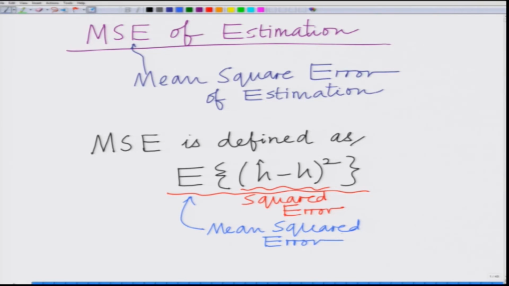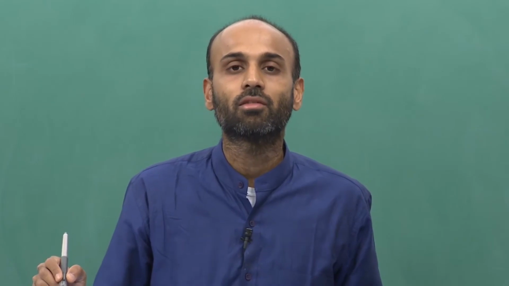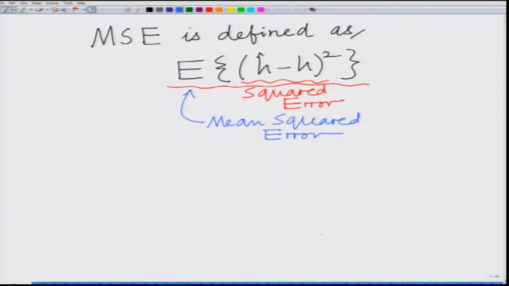And this is an important parameter when we talk about MMSE estimation, or any estimation, when we want to characterize the quality of the estimate or how accurate the estimate is. So we have to characterize it in terms of the mean squared error of estimation. And we have also derived an expression for the mean squared error of estimation for the MMSE estimate.